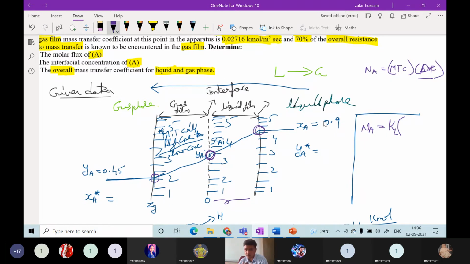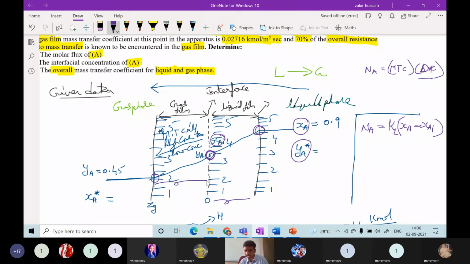For the liquids, mole fractions are denoted by XA. For the gases, mole fractions are denoted by Y. We know this one. So higher concentration is XA, minus, only one film we are concentrating, so this will go until XAI. XAI is smaller. XA minus XAI.